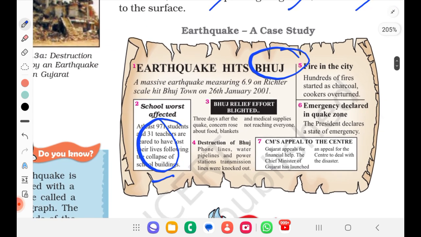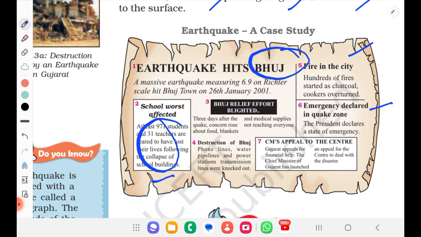3 days after the quake, concern rose about food, blankets, and medical supplies not reaching everyone. Destruction of Bhuj: phone lines, water pipelines, and power stations' transmission lines were knocked out. Fire in the city: hundreds of fires started as charcoal cookers overturned.